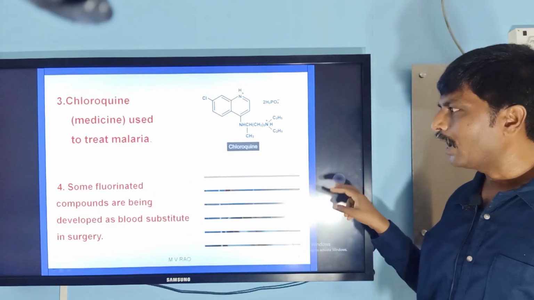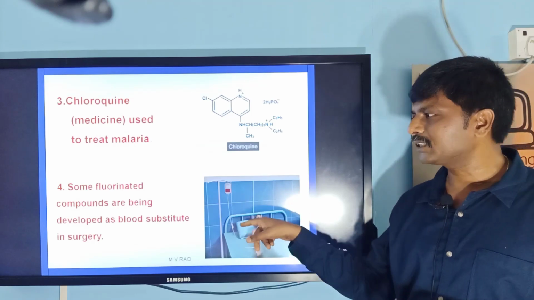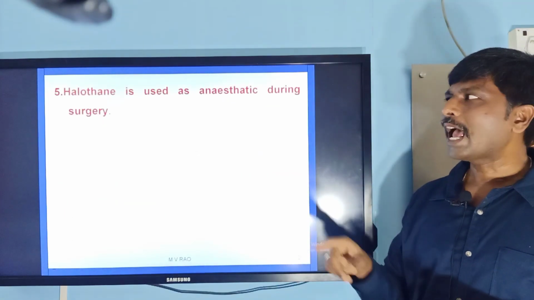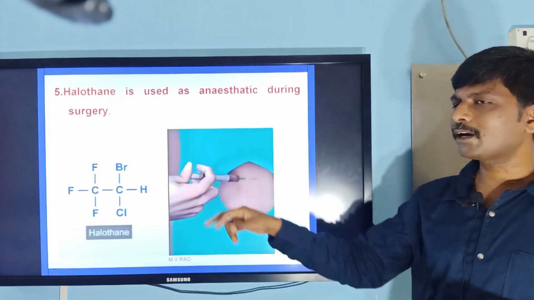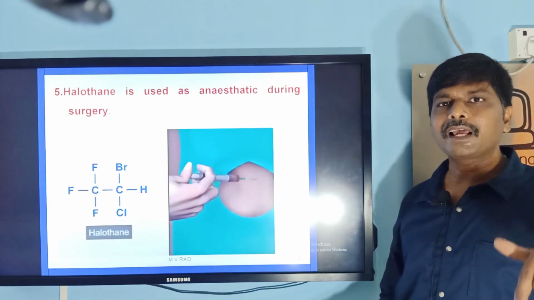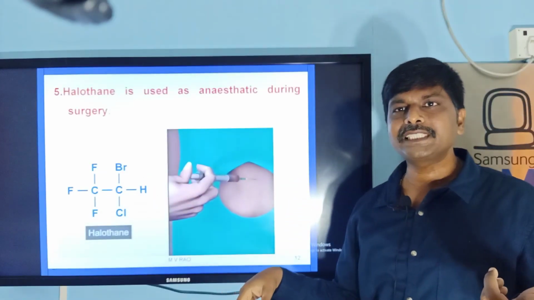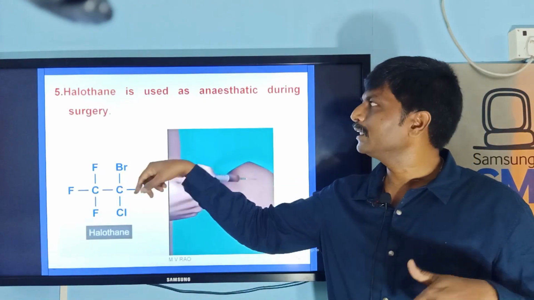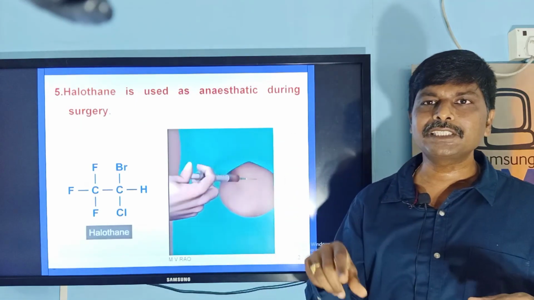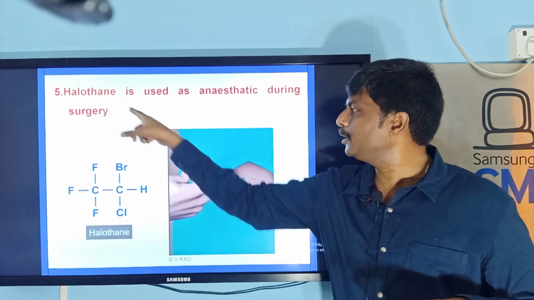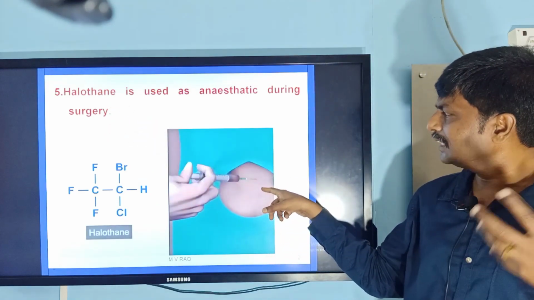Fluorinated compounds are being developed as blood substitutes in surgery. Next one, halothane. You see the structure of halothane. It contains all types of halogens: fluorine, chlorine, bromine. Which one is missing here? Iodine is missing. In exams they will ask which halogen is not there in halothane? Iodine. This halothane is used in surgery.